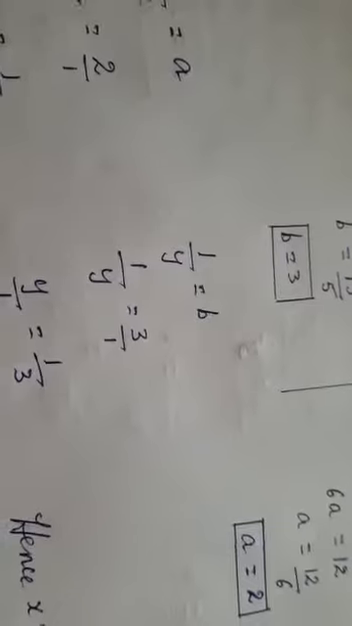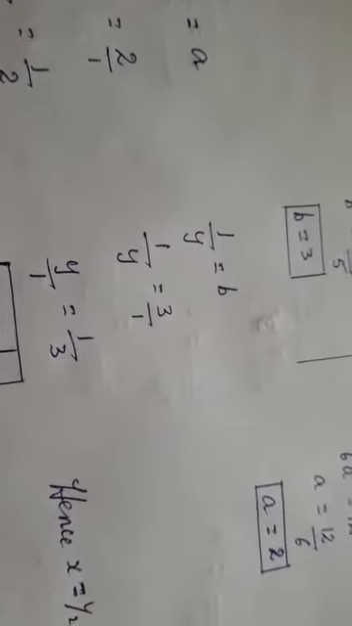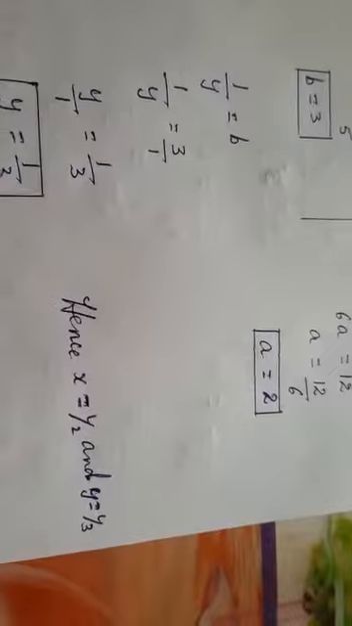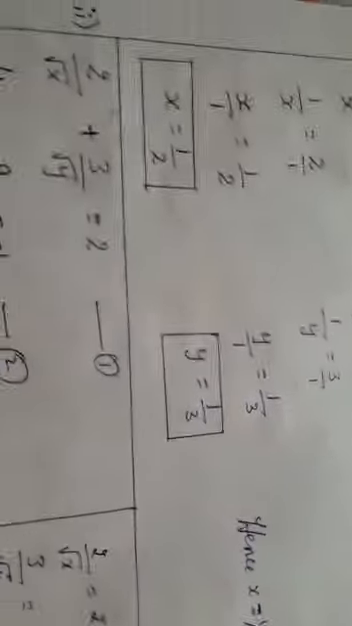Next, 1 by y we have taken as b. 1 by y the value is 3. So it is 3 by 1. So y by 1 is equal to 1 by 3. When you take reciprocal for the left hand side, you should take for the right hand side also. So y is equal to 1 by 3. Hence x is equal to 1 by 2 and y is equal to 1 by 3.